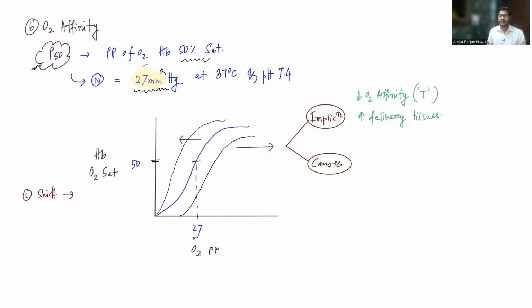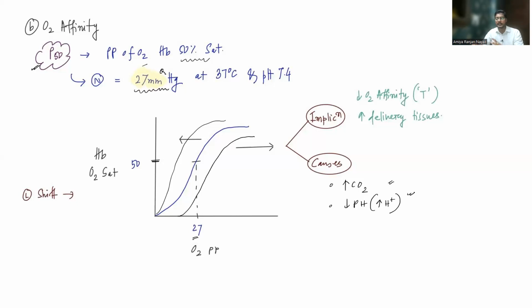Let us recollect the causes that we have studied previously. Whenever there is increased CO2 or reduced pH, which is similar to increased H plus, since increased acids will reduce the pH, these conditions will cause a rightward shifting. These conditions happen at the tissue level. At the tissue level, there will be production of carbon dioxide, and because of some metabolic processes, there will be production of acids, especially lactic acid. In those conditions, the tissue will need more and more oxygen. So in these conditions, there will be a rightward shift that will cause release of oxygen from the hemoglobin.